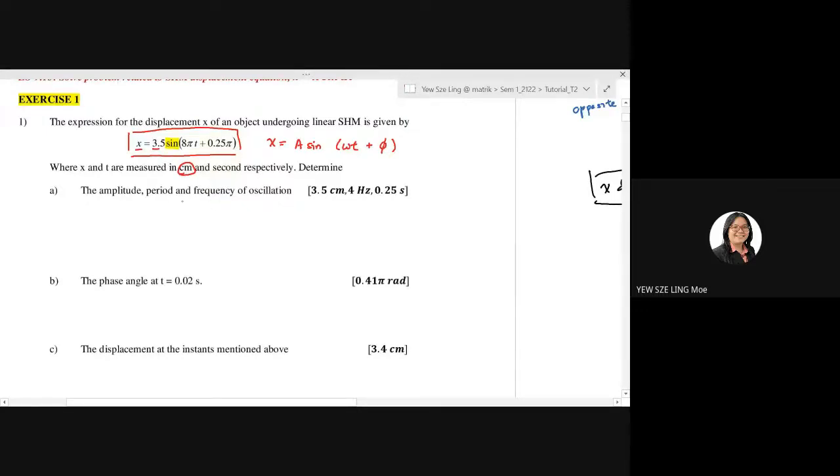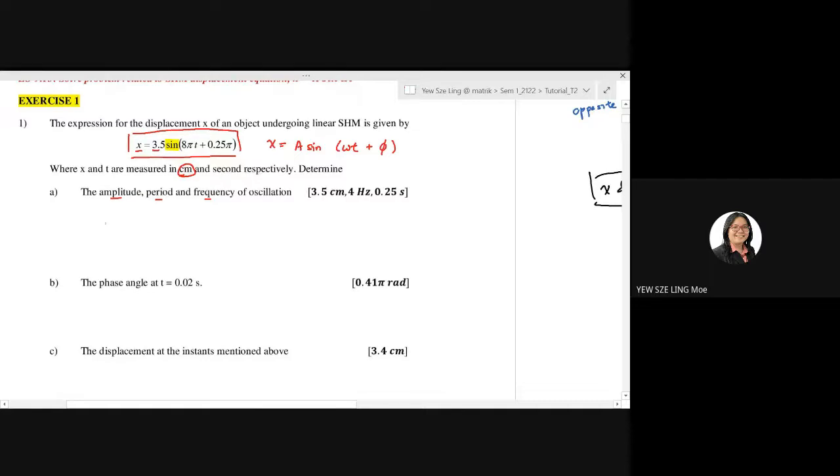The question asks for the amplitude, the period, and the frequency of the oscillation. So the question asks you to identify these three pieces of information based on the equation given. By comparison, what is the equation that we have? We have A equals 3.5 cm.